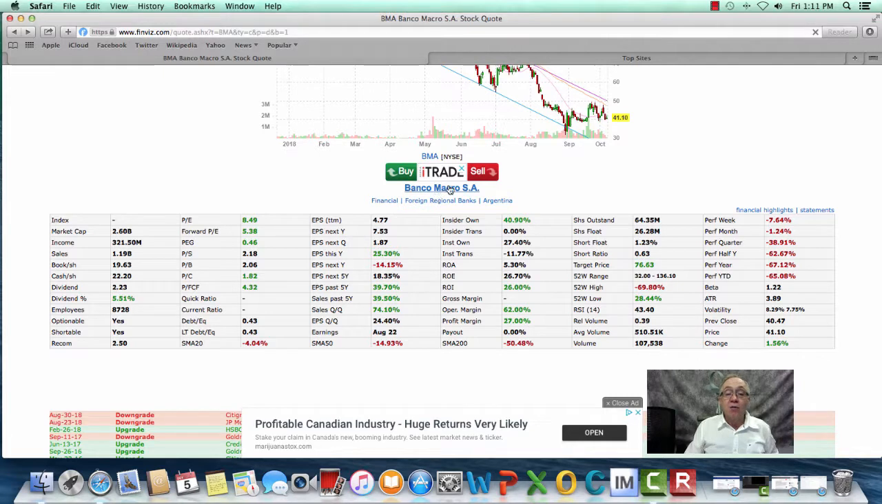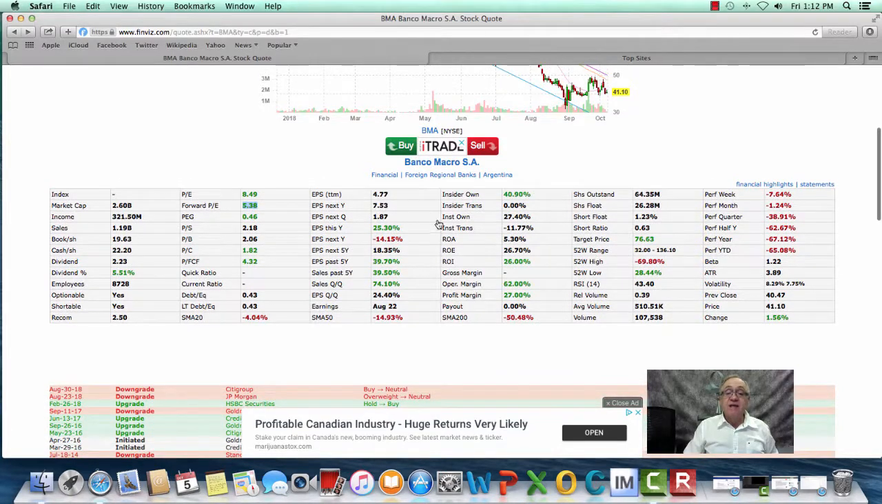Okay, so Banco Macro is also fairly small, 2.6 billion market cap. Income is 300 million on 2.6 billion, so better than the first bank that we saw. Dividend 5.5, comparable. Price earnings is only 8.49, excellent. Forward price earnings 5.3, also outstanding. And return on investment 26%, etc., etc.